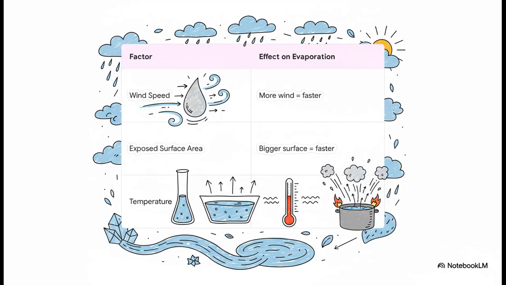First, you've got wind speed. A good breeze sweeps away the water vapor, clearing the air for more molecules to escape. Second is exposed surface area. A wide, shallow puddle is going to evaporate way faster than the same amount of water in a deep cup. And third, temperature. The warmer it is, the more energy the molecules have, and the faster they can break free.